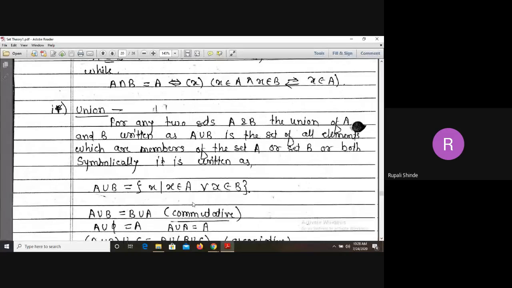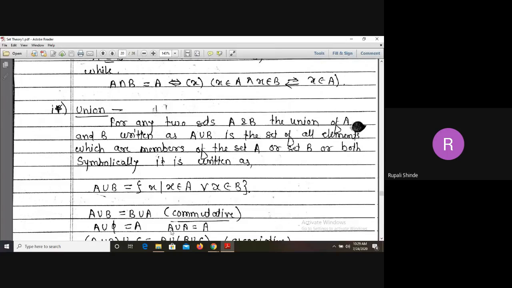Again, this union operation is a commutative operation. Why? Because A union B equals B union A. Again, A union phi equals A. Why? Because if you consider set A and set phi, phi means an empty set. Nothing will be there in set phi. So all the elements that are present in A will be in A union phi. That's why the answer is set A.